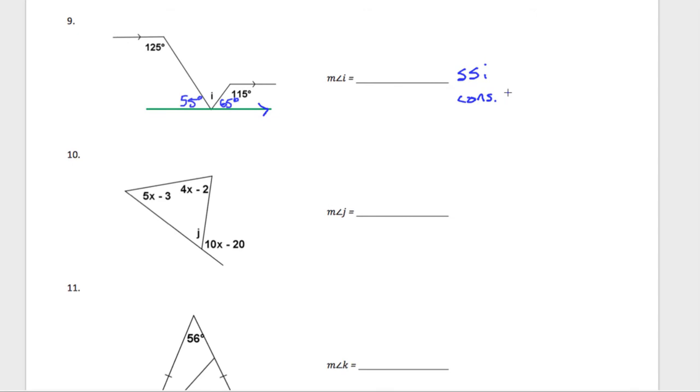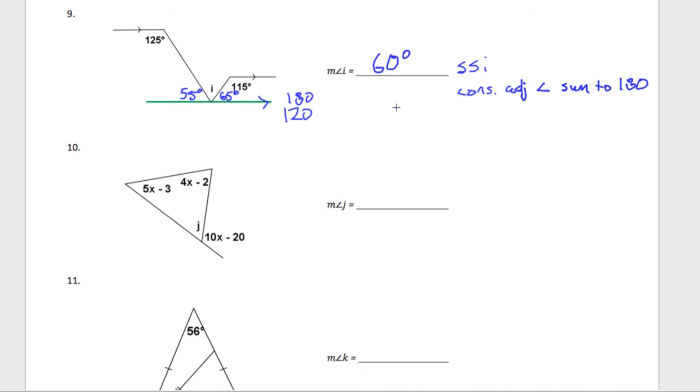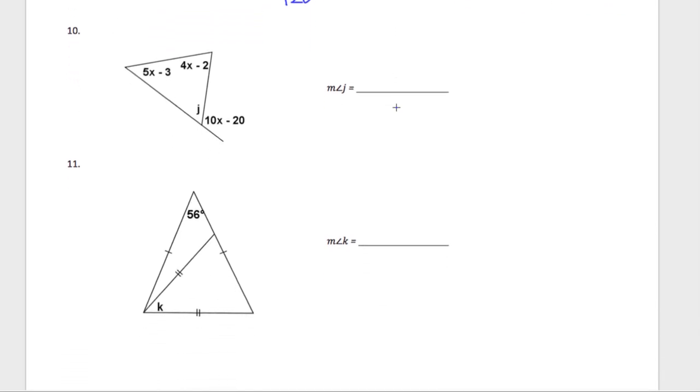so that means that consecutive adjacent angles sum to 180 degrees. So adding all of those together, 55 plus 65, that's going to be the same thing as 60 plus 60, so that's 120 there, and then 120 subtracted from 180, that's going to be 60 degrees. Alright, pause me and do number 10.